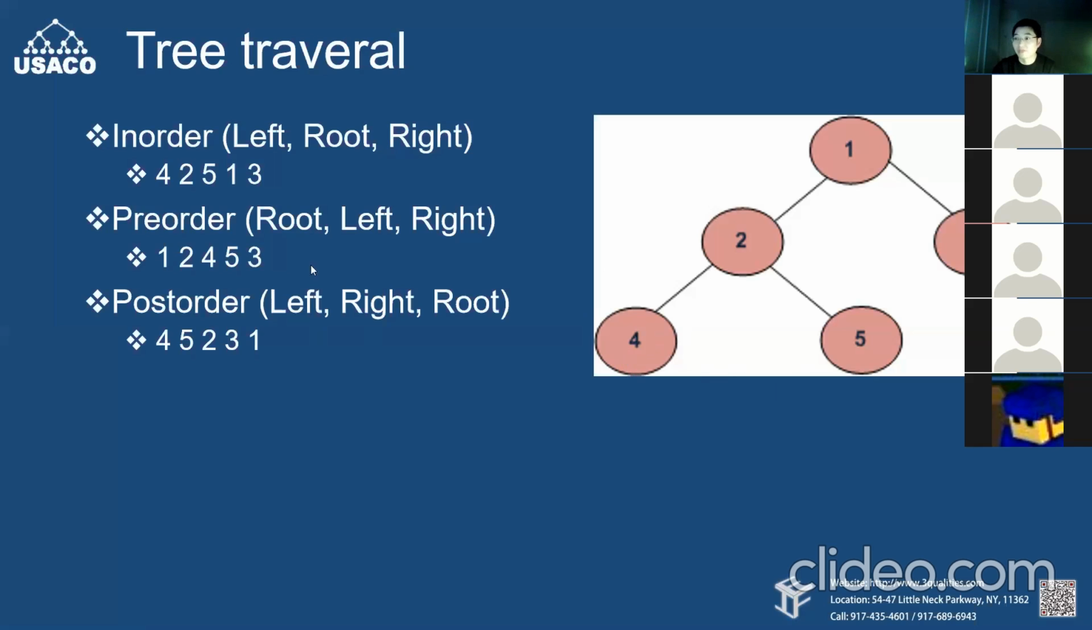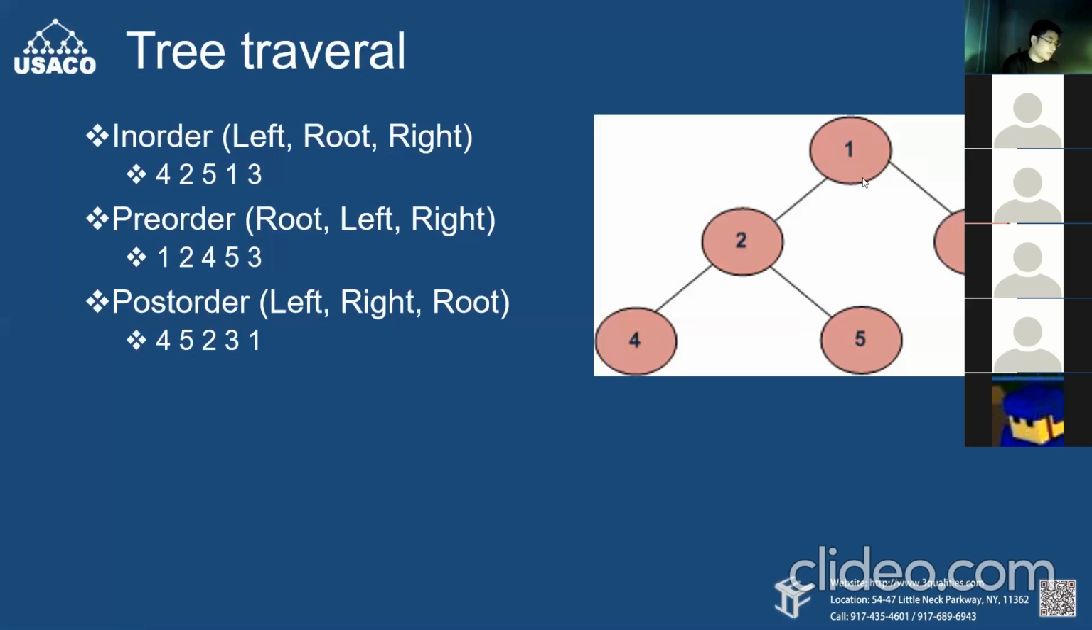4 is left. We visit left first. 5 is right. 4, then right. Right is 5, right? And then back to whom? Back to the root. The root of this subtree is 2. After the whole left subtree is completed, we go to the right part. But this right part is the node 1's right part, which is 3 only. And at the end, we print out the root. Clear?